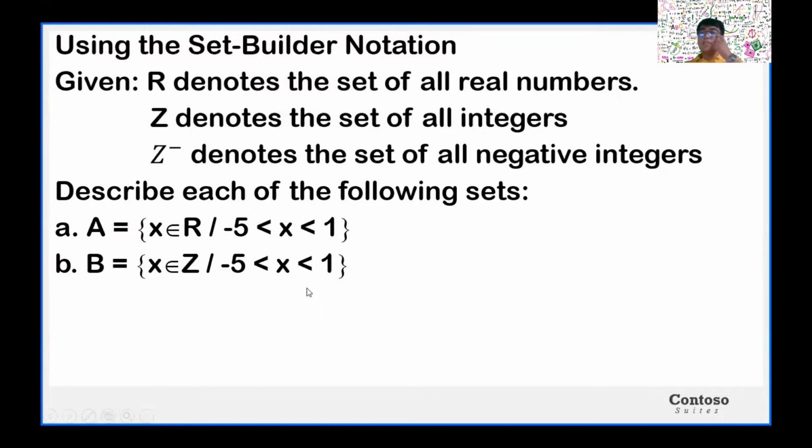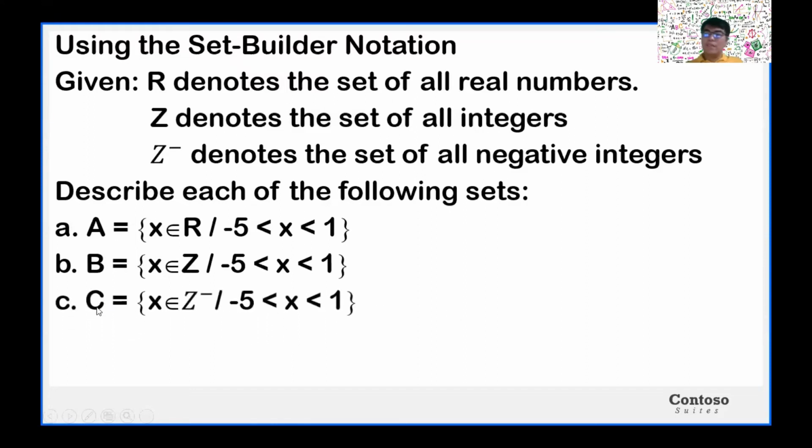The question is, are these two the same? The answer is no, because Z is integers and R is real numbers. For instance, negative 3/2 is an element of A, but negative 3/2 is not an element of B because negative 3/2 is not an integer.